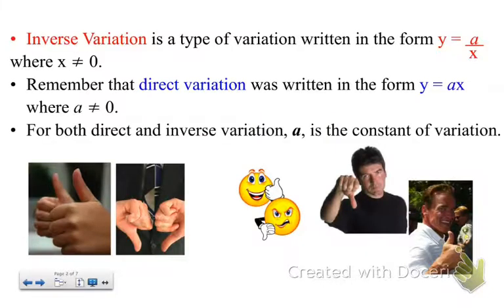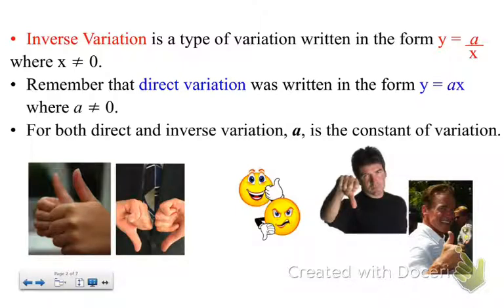Okay, so inverse variation is a type of variation written in the form y equals a over x, or y equals a divided by x, where x is not equal to 0. If you remember, we talked about direct variation, which is written in the form y equals ax. Direct variation and inverse variation both have a constant of variation, and that's a.